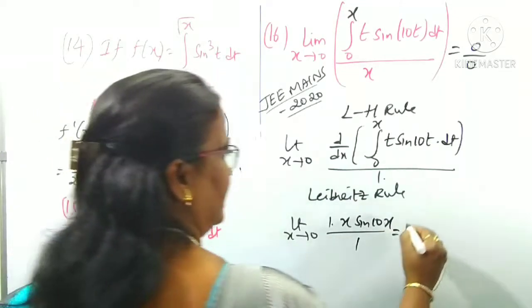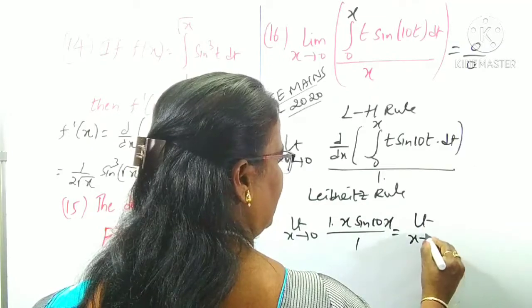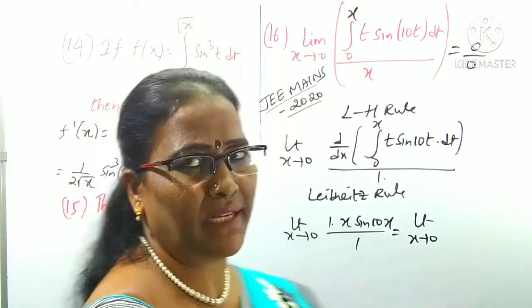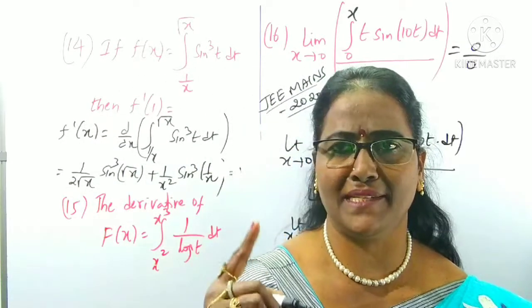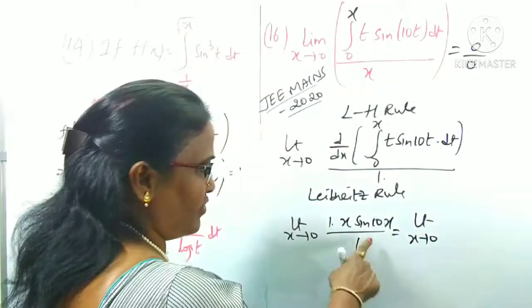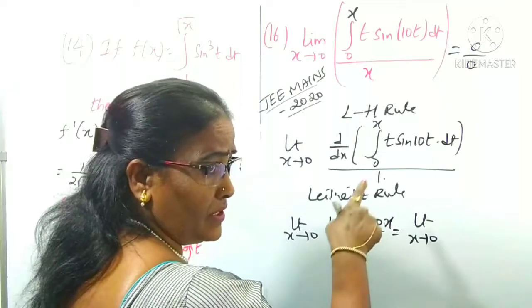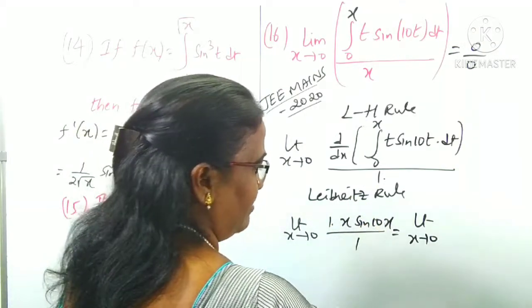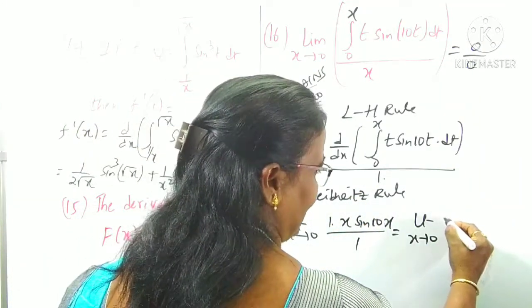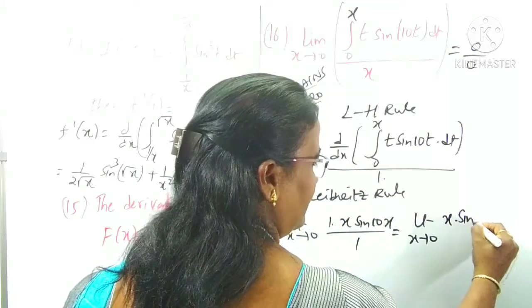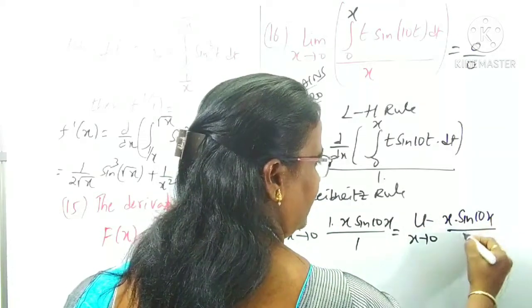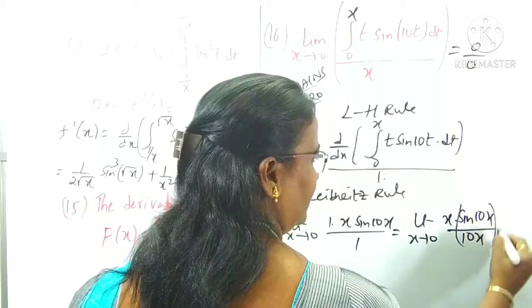Right, next step. Limit x tends to 0. sin x by x is 1. To get the sin x by x formula, in place of x, what is there here? 10x. To reduce into the sin x by x formula, divide and multiply by 10x. x into sin 10x by 10x into 10x.